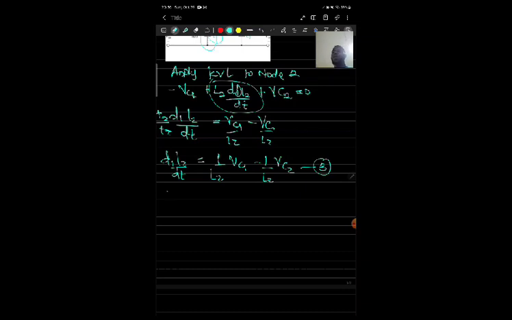We know the current moving in the capacitor IC2 equal to C2 dVC2 over dt. And then we can say this divided by C2, so dVC2 over dt equal to this.